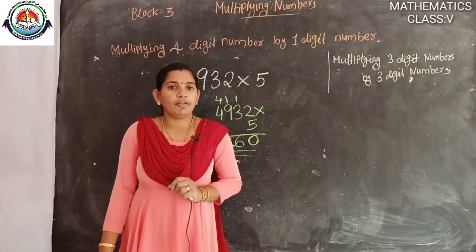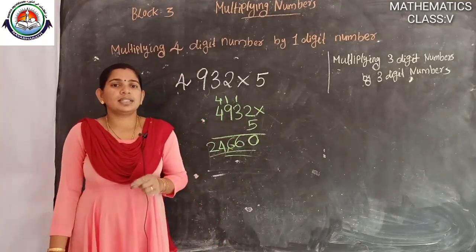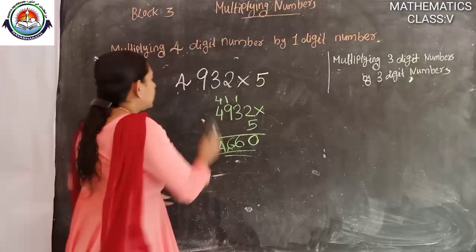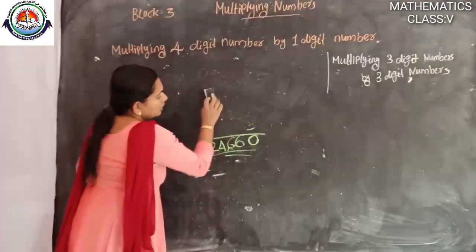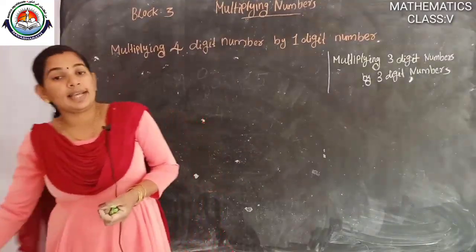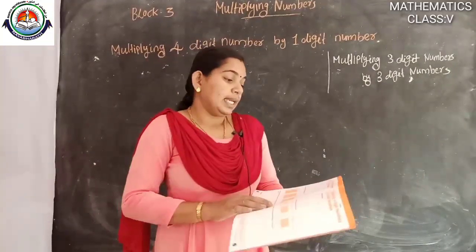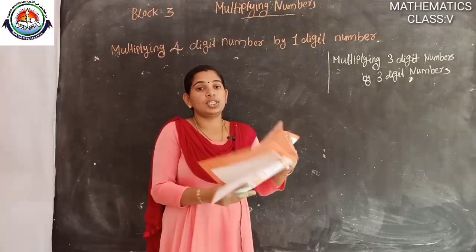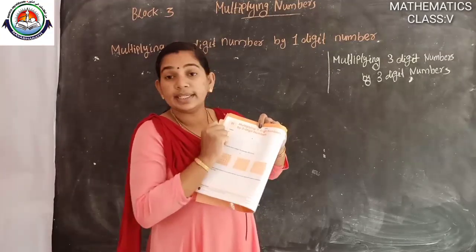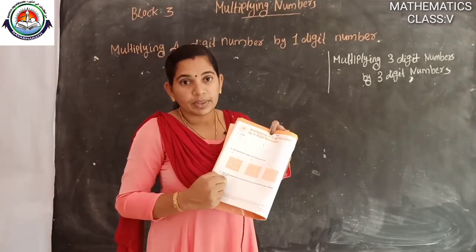Okay, then before giving some questions, I will discuss the previous class workbook problems. Only a few of you sent the answer. So those who did not get the answer, the previous class I gave the work. Multiplying 3-digit numbers by 3-digit numbers. So 3 questions are there. Okay, that we will do now.